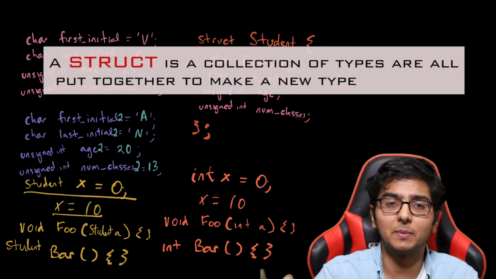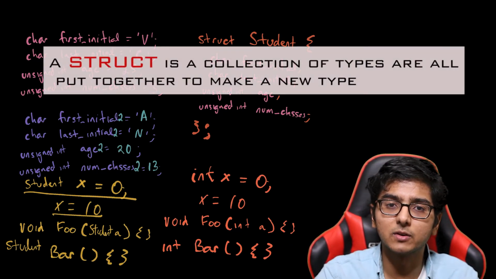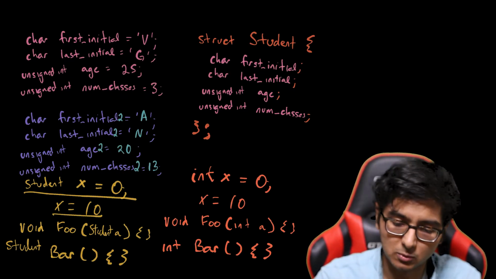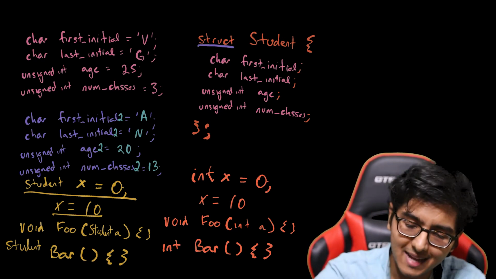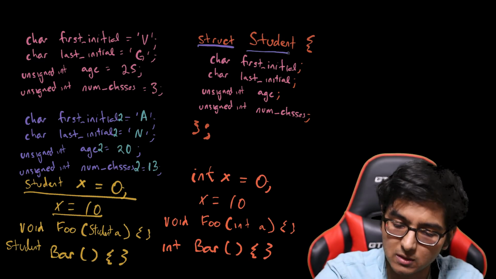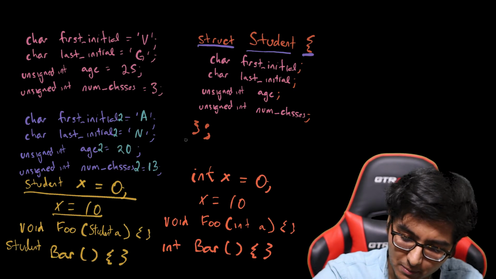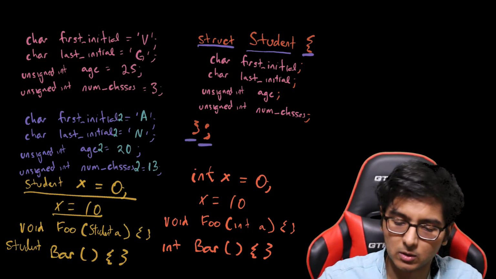A struct is basically a collection of types that are all put together to make a brand new type. In this case, to make a new type, here's what I did. I first used the keyword struct. Then I named my type, and I can name it anything I want. So in this case, I chose to name my type student. And then I made 2 curly braces for the scope of the struct, and I ended it with a semicolon.